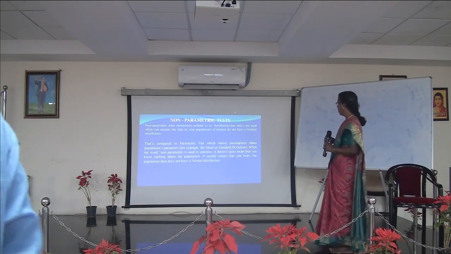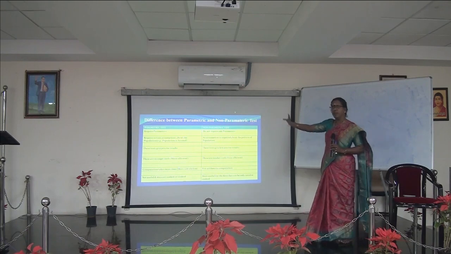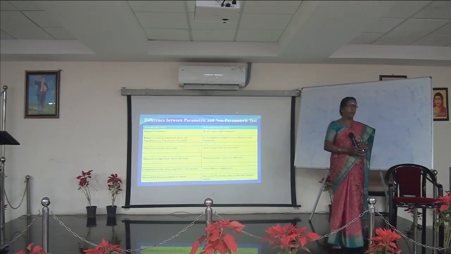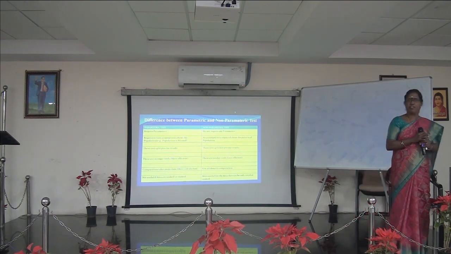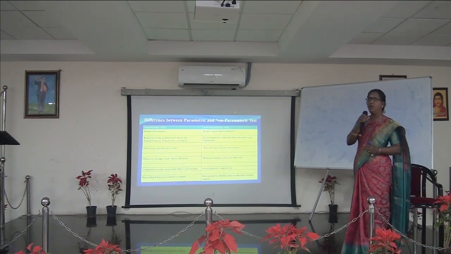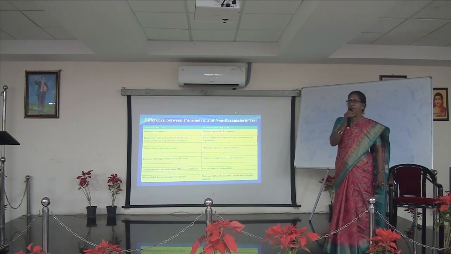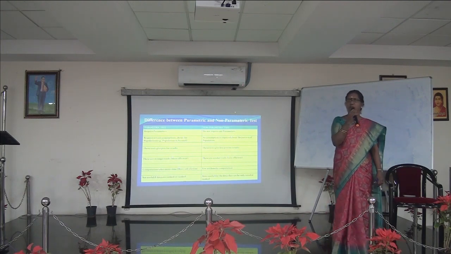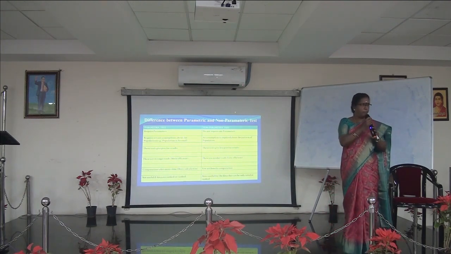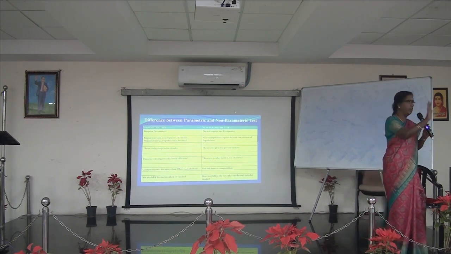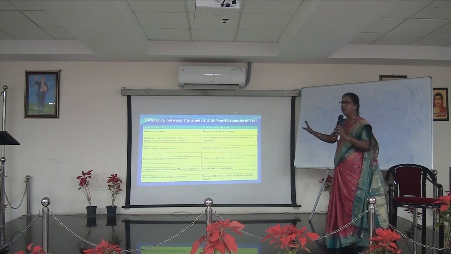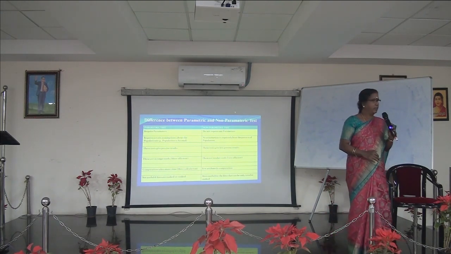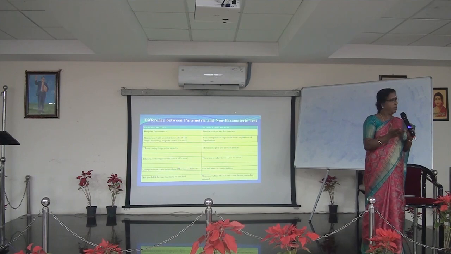Next slide. This is the major difference between parametric and non-parametric. The first one is it requires parameters. What is parameter? What is statistic? Parameters are the numerical value that states about the population. Is it not? Statistics, the numerical quantity or value that describes about the sample. So to apply parametric test, we need parameters. What are the parameters? Mean, standard deviation and so on. To apply non-parametric, we do not require any parameters. We require only frequencies.